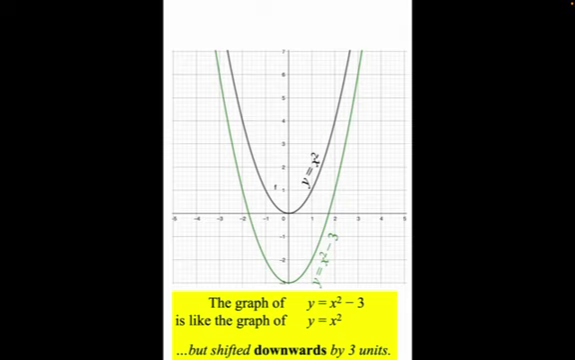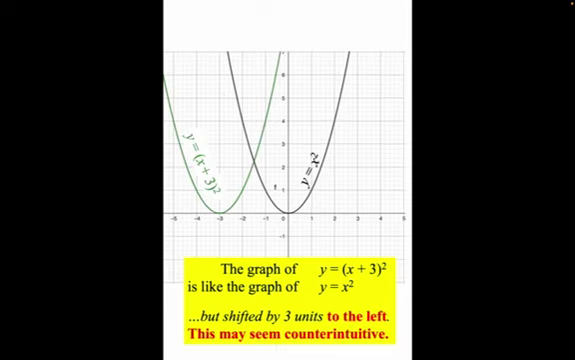The graph of y equals x squared minus 3 is like the graph of y equals x squared, but shifted downwards by 3 units. The graph of y equals (x plus 3) squared is like the graph of y equals x squared, but shifted by 3 units to the left. This may seem counterintuitive.